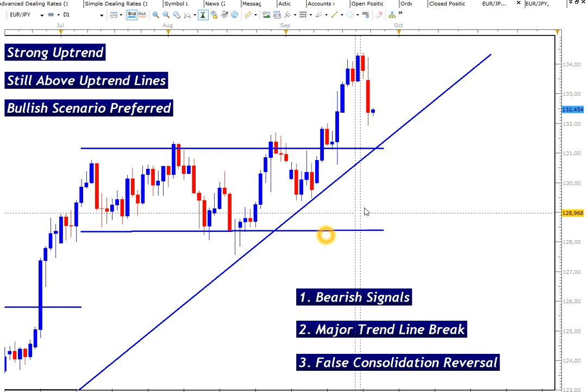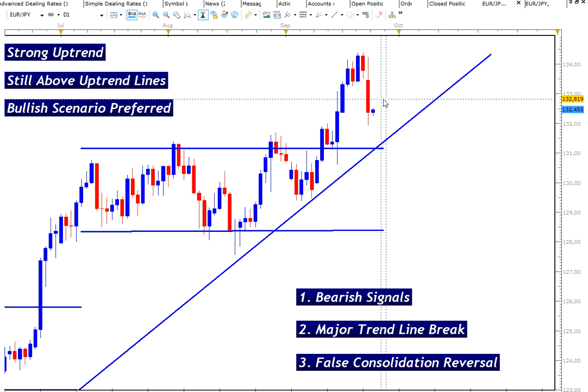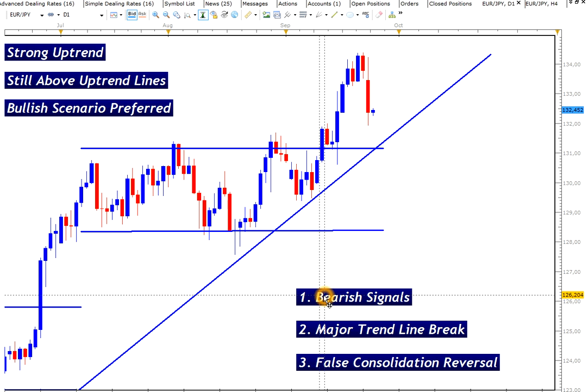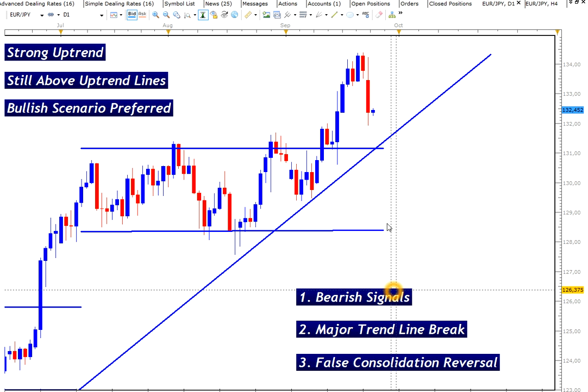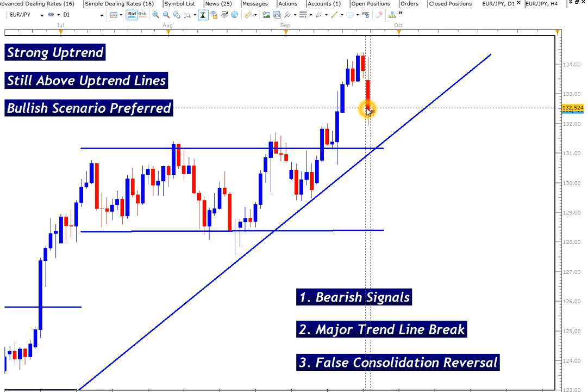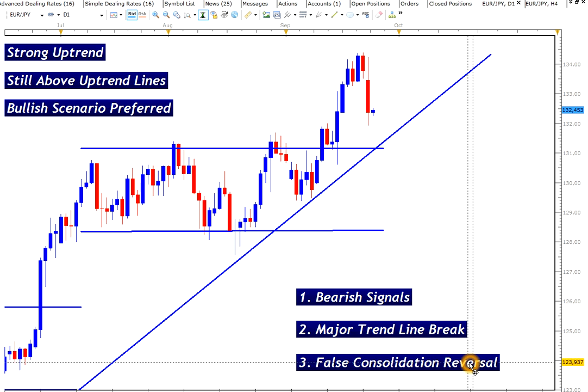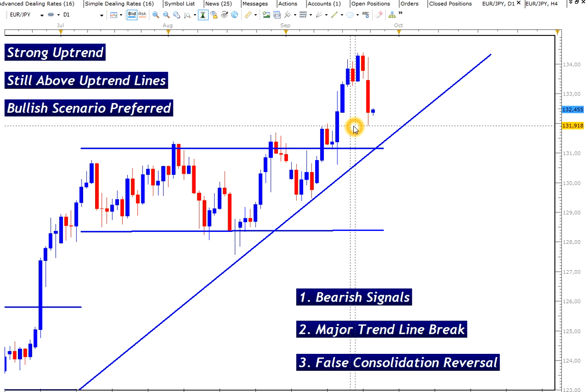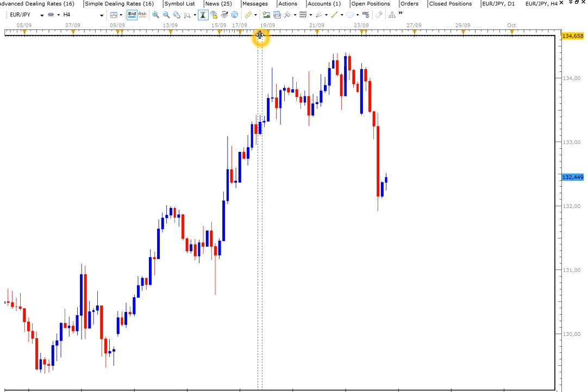Now despite the fact that we're in an uptrend, it is always possible that the market could start a trend reversal. But the three main ways in which it would need to do so is either stronger bearish signals in the form of double tops or ABC signals, a major trend line break, or a false consolidation breakout reversal. Now that we have identified the current scenario on the daily chart, the next thing to do is to go on the 4-hour chart to determine what is taking place here.